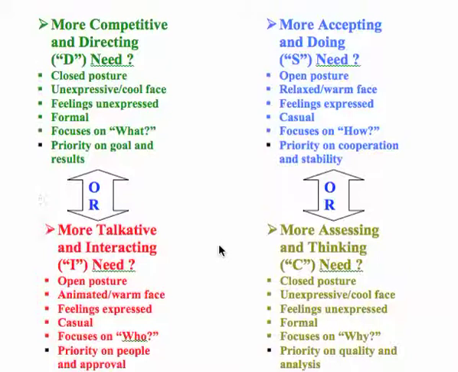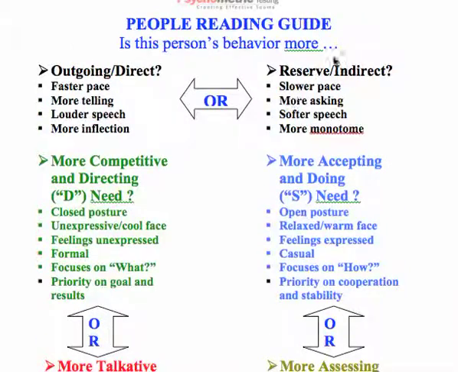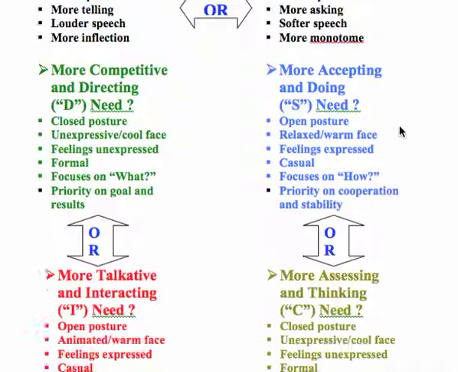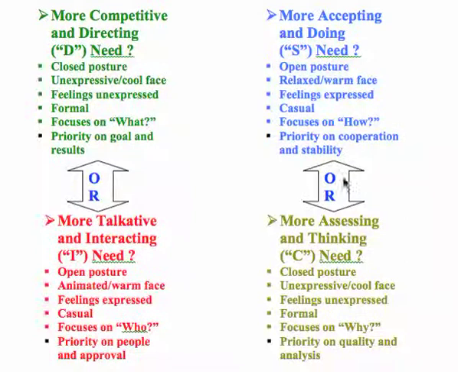If you picked the other side, you do exactly the same. Say you picked the person more reserved, then you need to pick between the blue and the light green. Of course, you can see the S has an open posture, is relaxed, casual, and focuses on how. Alternatively, the high C is more assessing and thinking, with a more closed posture, more formal, and asks why kind of questions.